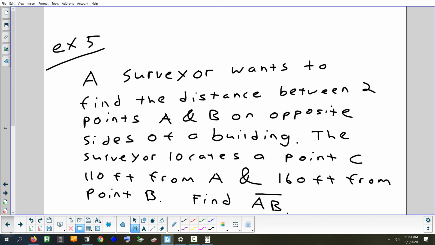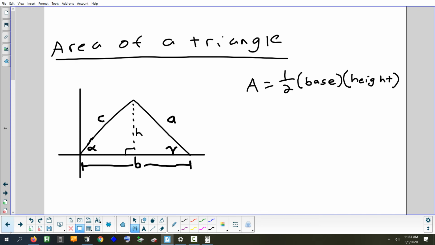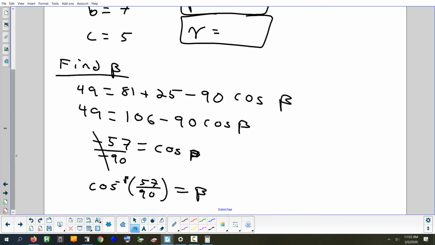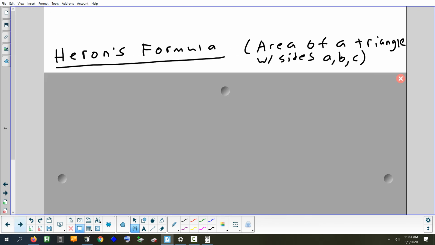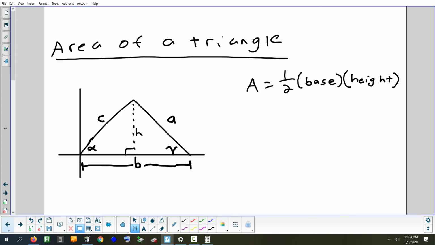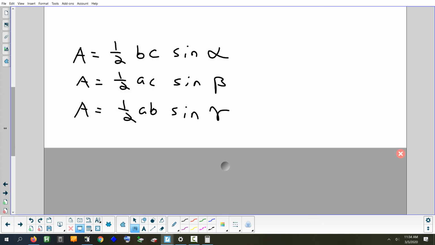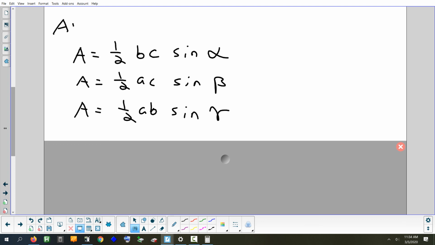Area of a triangle. So let's take a look at this formula. Start with this one. The two formulas I'm showing you, one of them is based on using law of sines or cosines to derive it. We're not going through the proof of it. This one's actually very easy to prove, but we're not going to prove it.